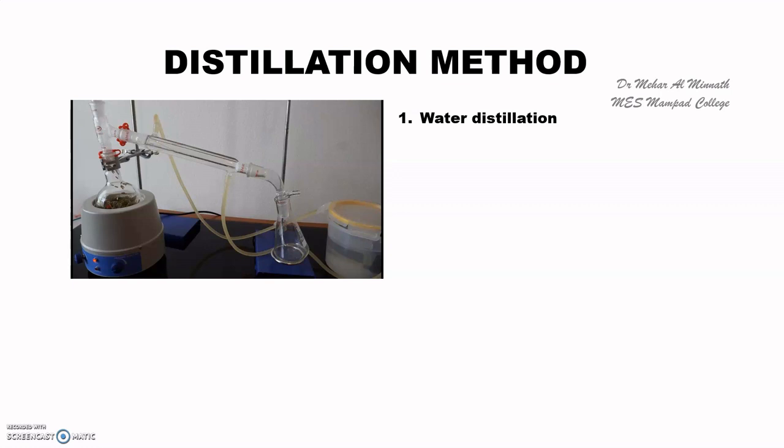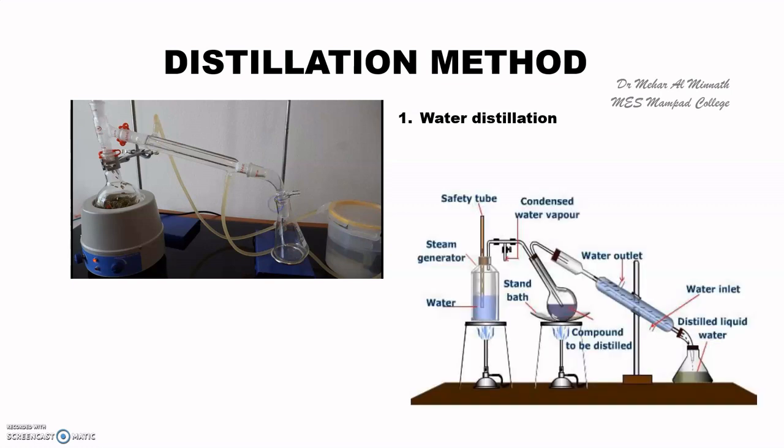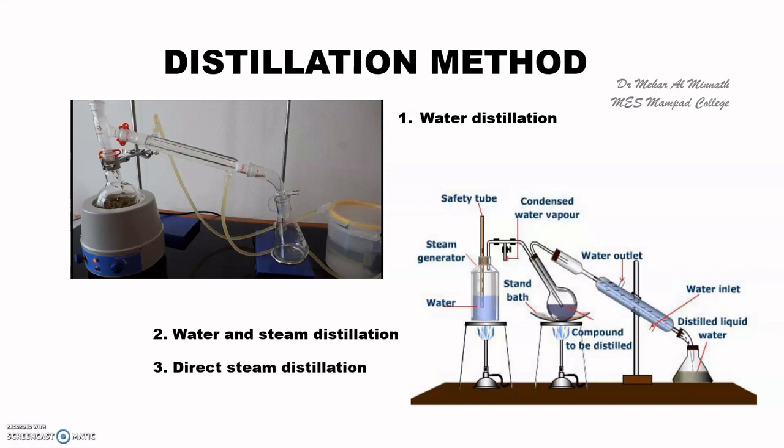So water distillation is used in those cases in which we cannot extract the essential oil by water and steam distillation or by direct steam distillation. Alright, now coming to the next method, that is water and steam distillation, and also direct steam distillation. The setup is something similar in both the cases. Now let us take up the first one, that is water and steam distillation.